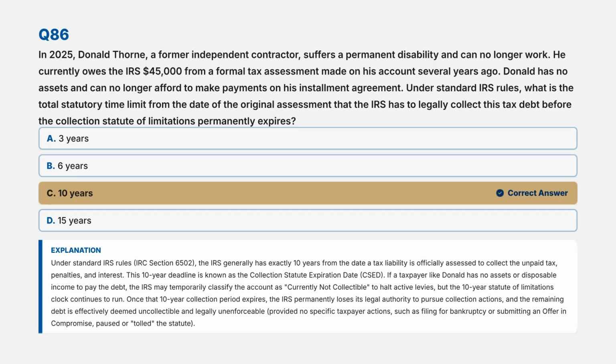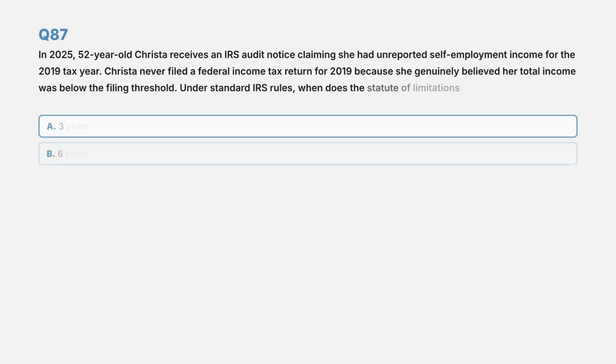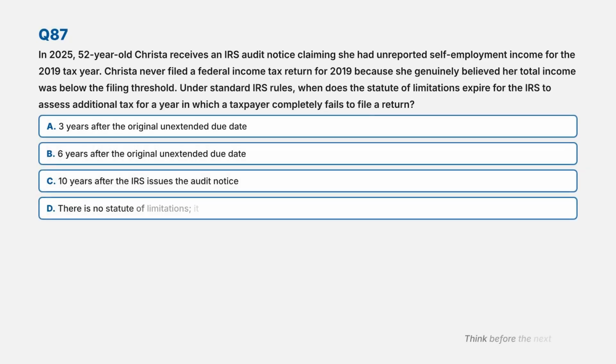Great. Let's continue to question 87. Question 87. Here's the scenario. In 2025, 52-year-old Krista receives an IRS audit notice claiming she had unreported self-employment income for the 2019 tax year. Krista never filed a federal income tax return for 2019 because she genuinely believed her total income was below the filing threshold. Under standard IRS rules, when does the statute of limitations expire for the IRS to assess additional tax for a year in which a taxpayer completely fails to file a return?